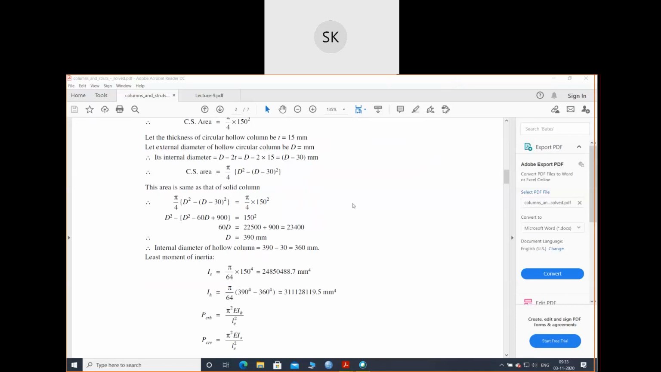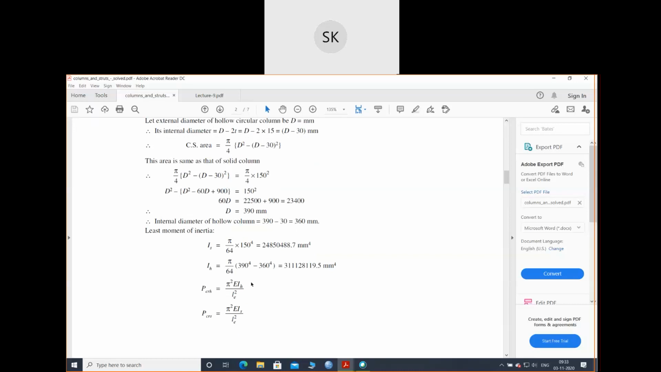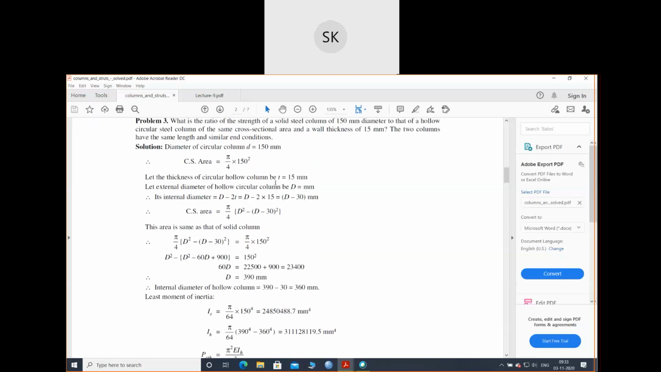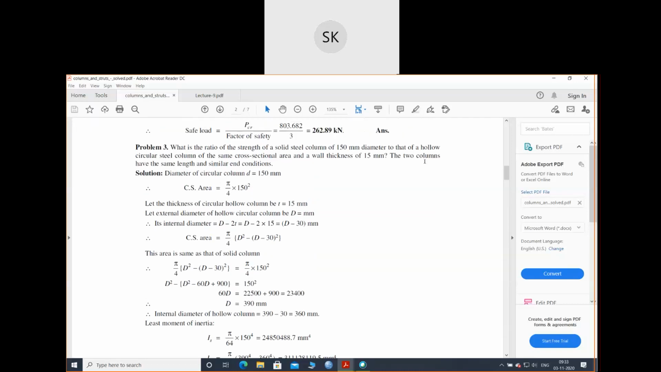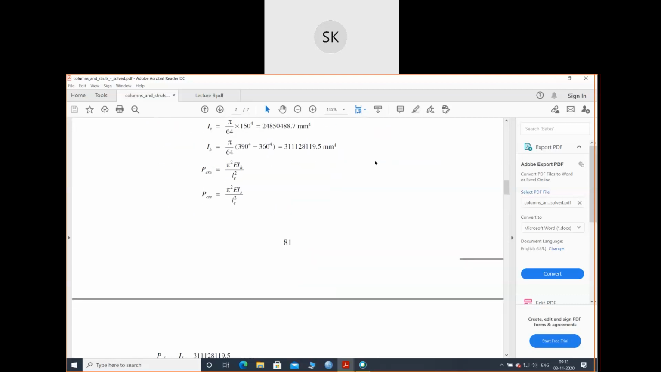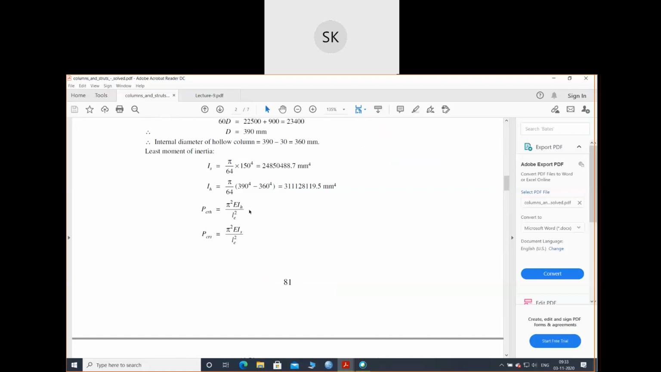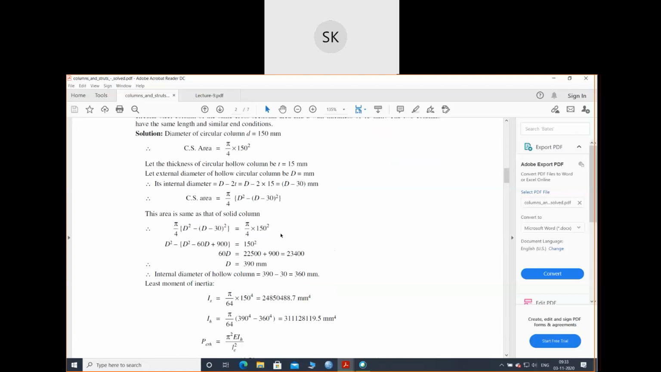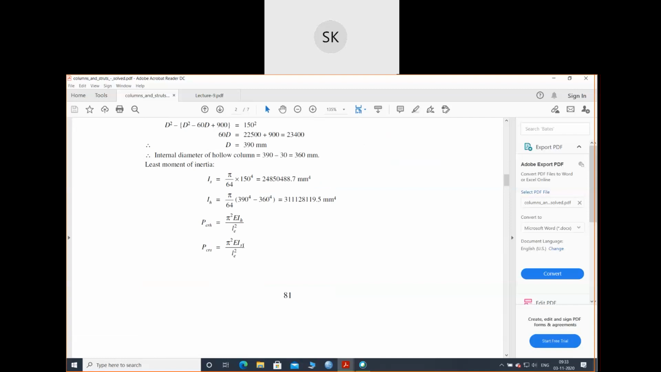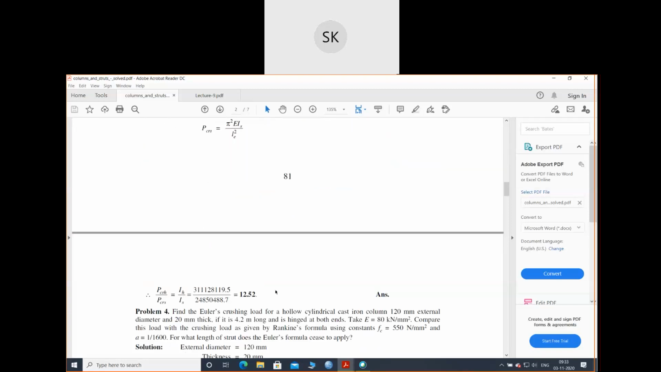Now you need to find the crippling load for both conditions. Pi square EI, as this is the simple condition they have given: the two columns have the same length and similar end conditions. Both ends are hinged, I guess. So this is the crippling load formula, pi square EI by L square. E and L will be the same because the length is the same, so you have to compare only the I values. This is the ratio of I, the strength ratio.